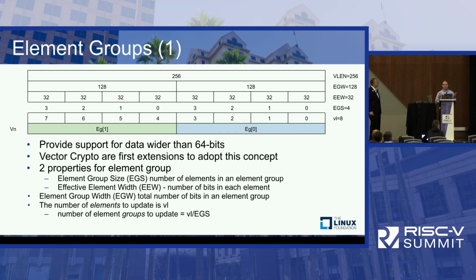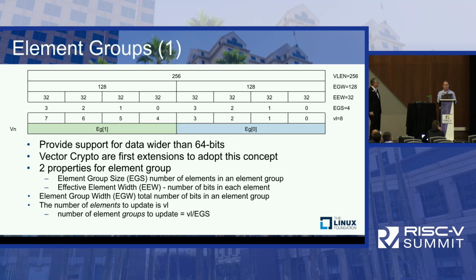This is for an implementation that has the ideal vector length of 256 bits, or wider is good, okay? And this is, for example, an AES instruction. So our element group width is 128 bits. The keys are 128 bits, the data that we're operating on. The effective element width is 32 bits, and then we have the element group size of 4. So 4 times 32 gives you the 128 bits.